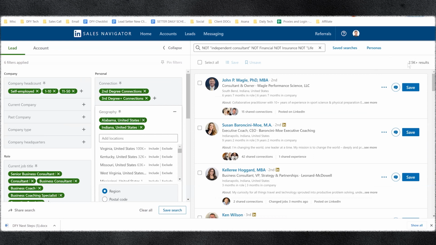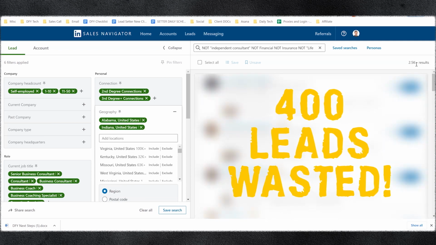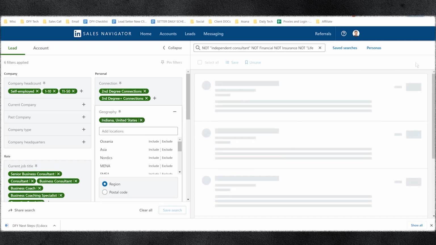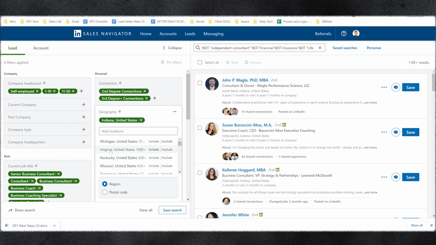Because 2.5K, that might be 2,900 people. But 2,900 minus 2.5K is 400 people, which means 400 leads are now vanished. I can't use them. So I don't like to do that. So I will probably get rid of Alabama. And let's see if that puts me into the 2.5K or 2K plus. I want this number to be 2K plus. 1.5K. Okay.